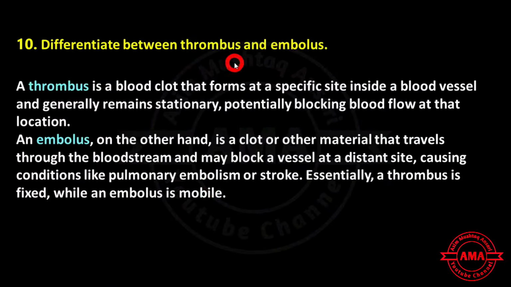Next is differentiate between thrombus and embolus. Thrombus is a blood clot that forms at a specific site inside a blood vessel and generally remains stationary, potentially blocking blood flow at that location. An embolus, on the other hand, is a clot or other material that travels through the bloodstream and may block a vessel at a distant site, causing conditions like pulmonary embolism or stroke. Essentially, a thrombus is fixed while an embolus is mobile.